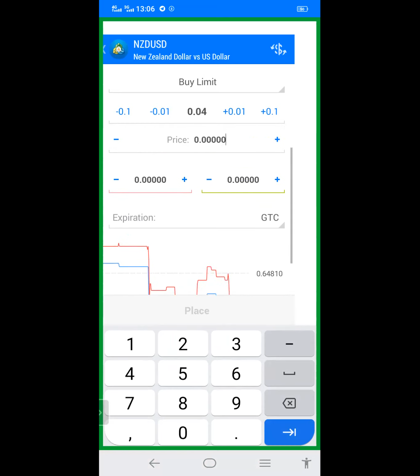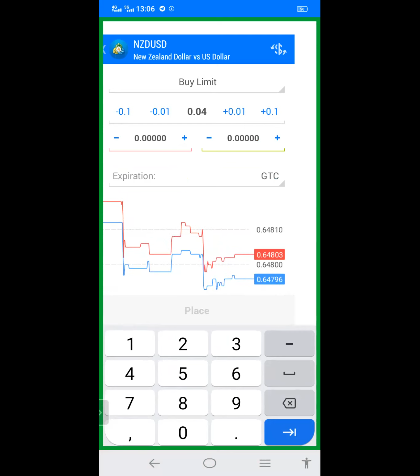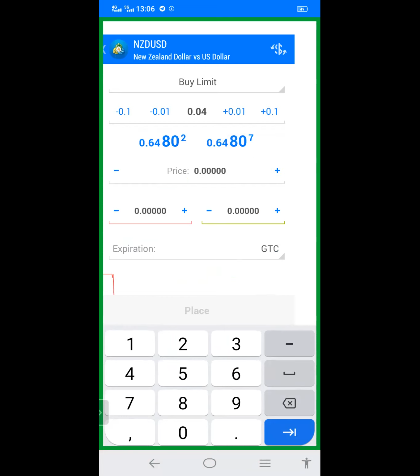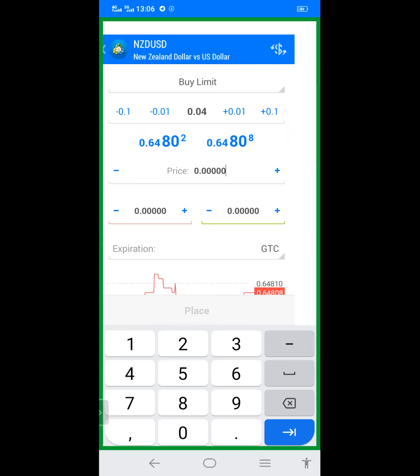So any price I want to type there must be lower than this 0.64802 or 0.64796 that is moving up and down on that blue and red. It has to be lower than that. That same current market price is also what you are seeing on top of where they wrote price. There is 0.64802, then 0.64807. Those are the current market prices. They will keep changing. Do you get?